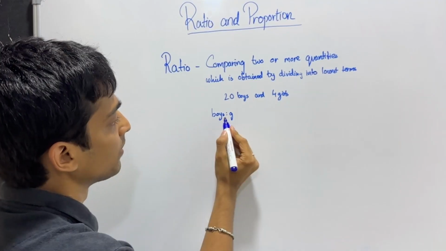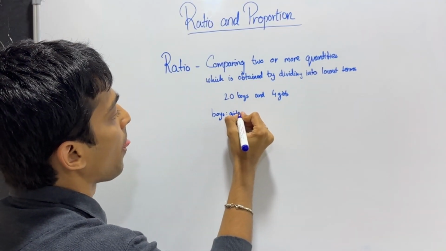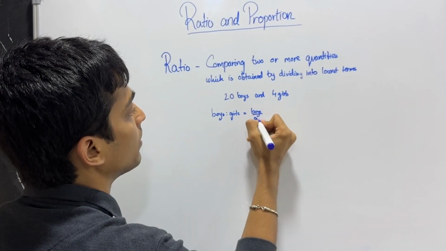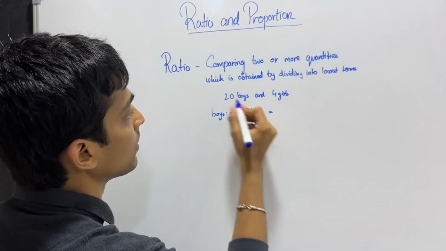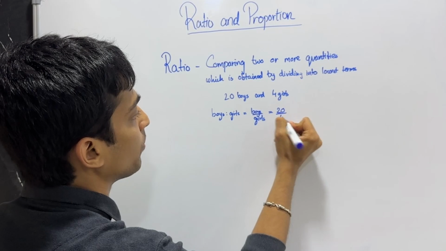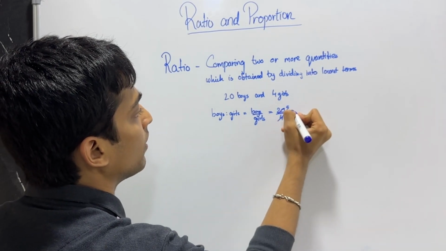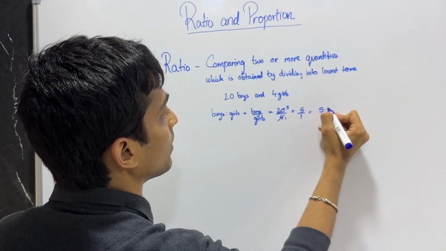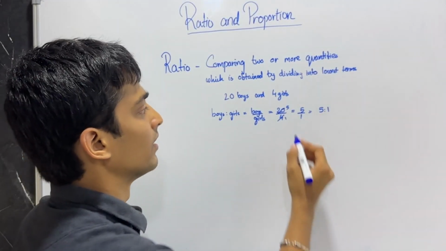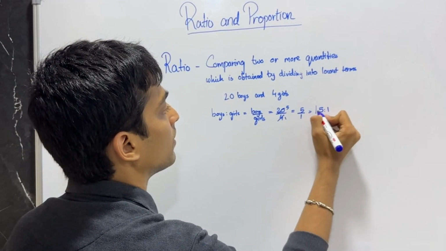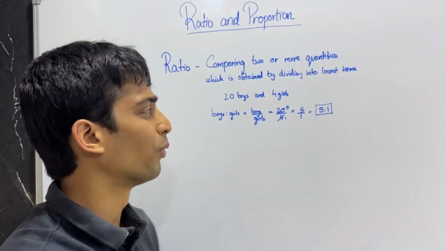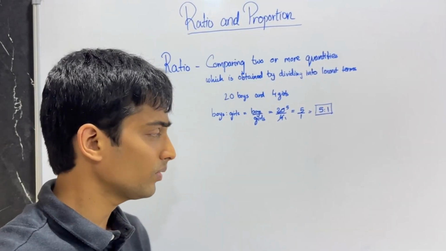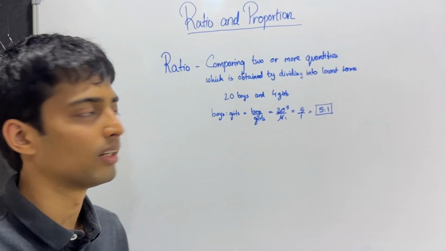Boys to girls, this is the symbol of ratio. It's nothing but we divide them. So boys upon girls, which is 20 upon 4, and we cancel out, we get 5 upon 1, and we can write it like this, 5:1. So the ratio is 5:1. Just by looking at this, we can understand boys are 5 times than the girls. So this is just one example.